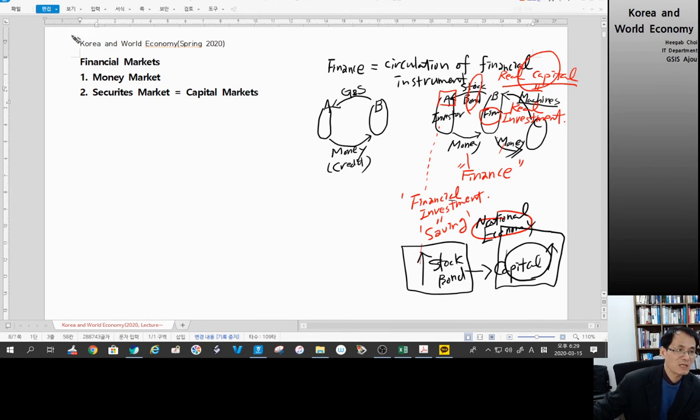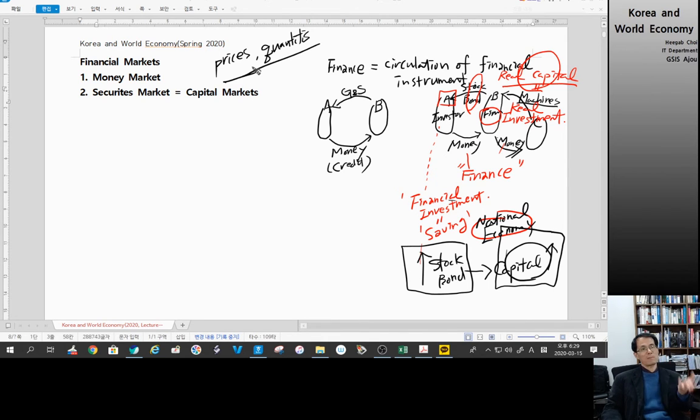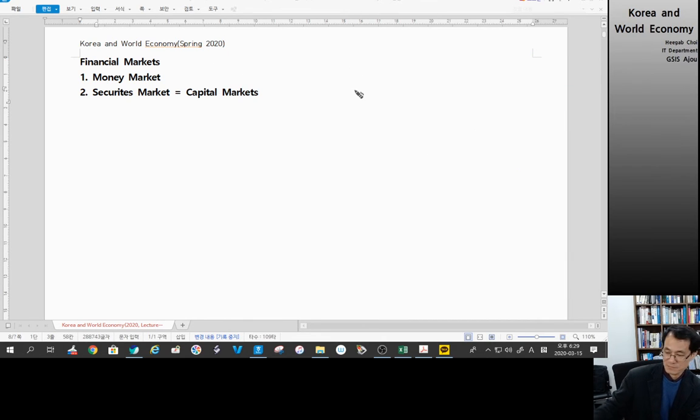And from this perspective, let's analyze the money market at first, and then we'll move on to these securities markets. And to do what? To figure out what this price is and what this quantity is. Once we figure out this price and quantity, we are in a position to analyze or evaluate the financial markets of our national economy, right? So let's clear everything. Okay, let's do the money market first.